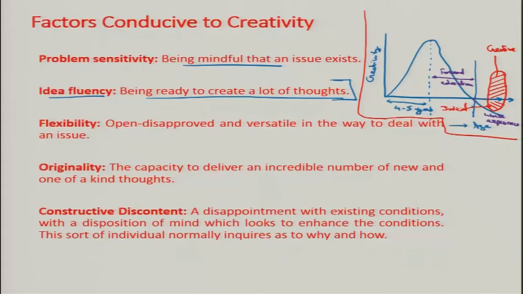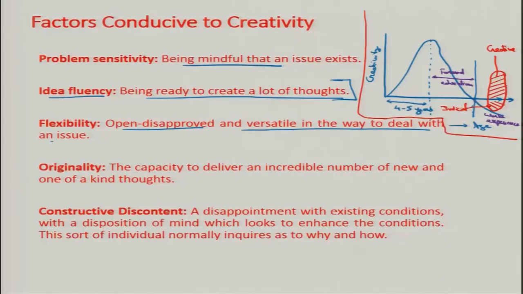Sometimes there are people who are very creative at the older age, and certain exceptions would always come, but this is a general trend which is identified by the researchers, and I have read it somewhere. Next is flexibility. Flexibility is a factor that is conducive to creativity. Open, unbiased, and versatile in a way to deal with an issue. This is flexibility. Now, originality, the capacity to deliver an incredible number of new and one-of-a-kind thoughts.